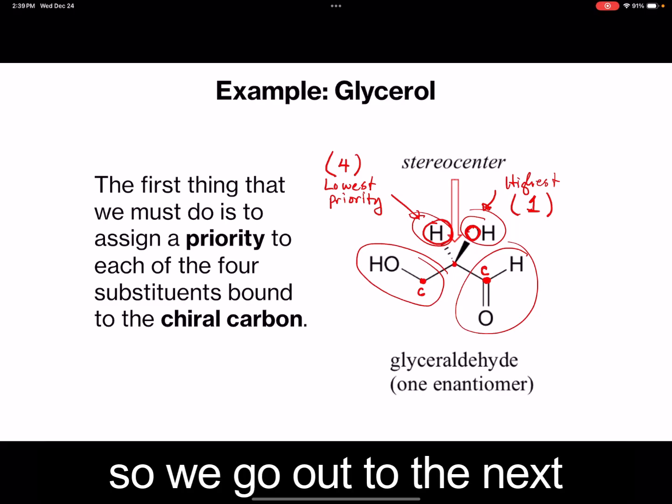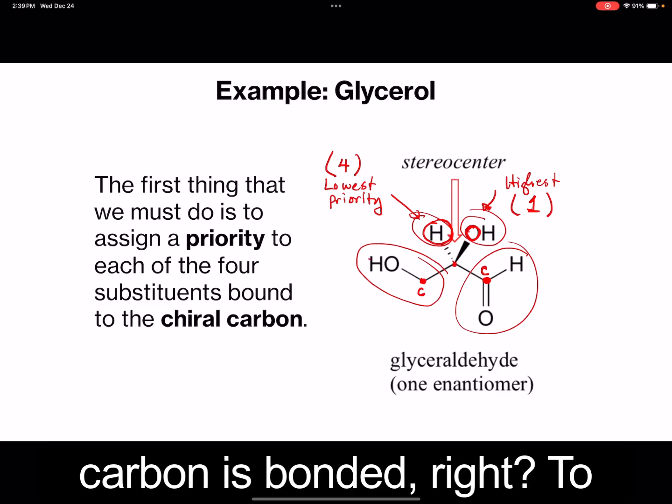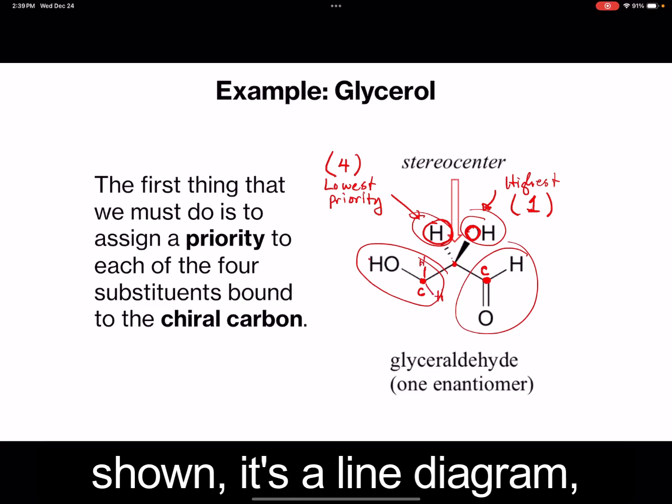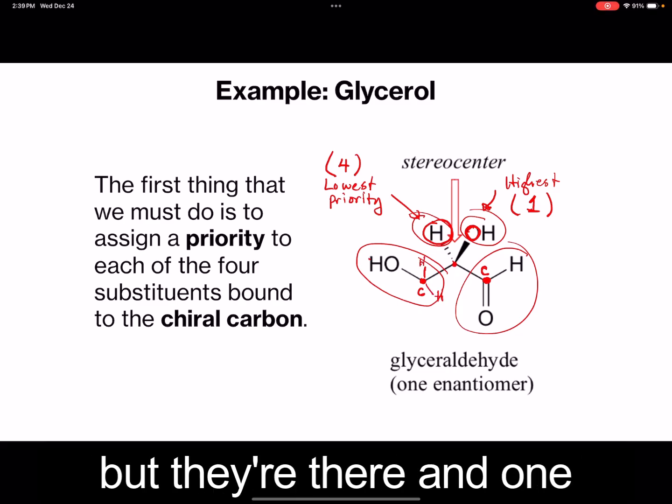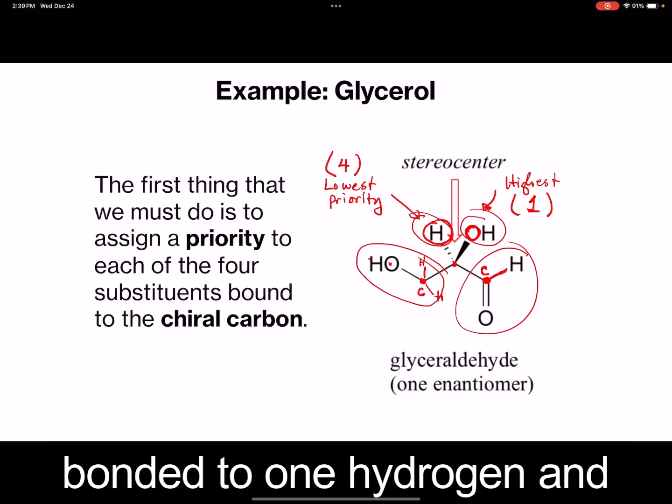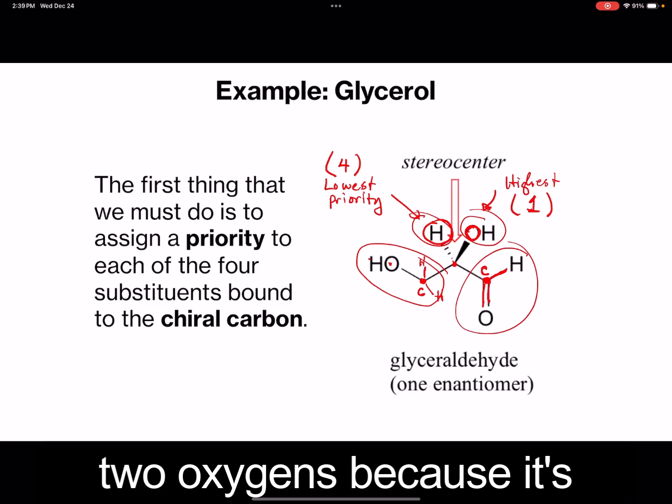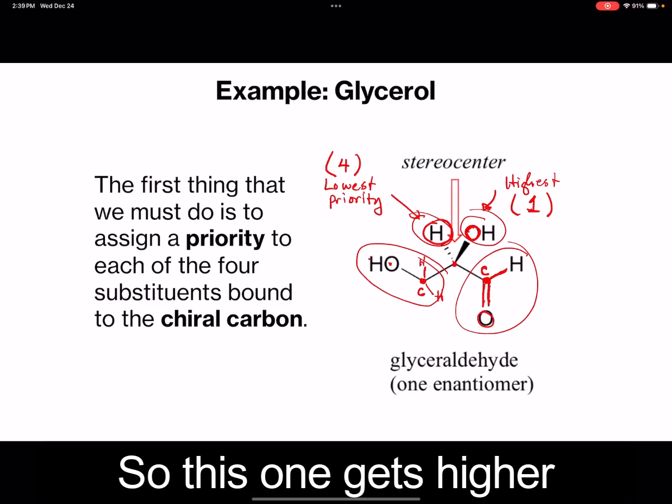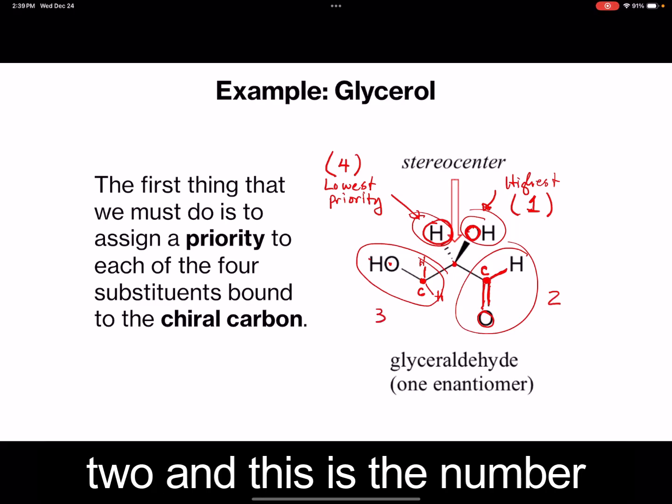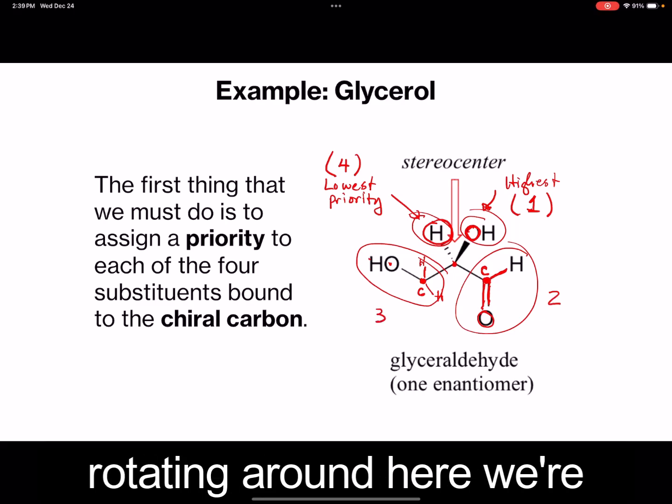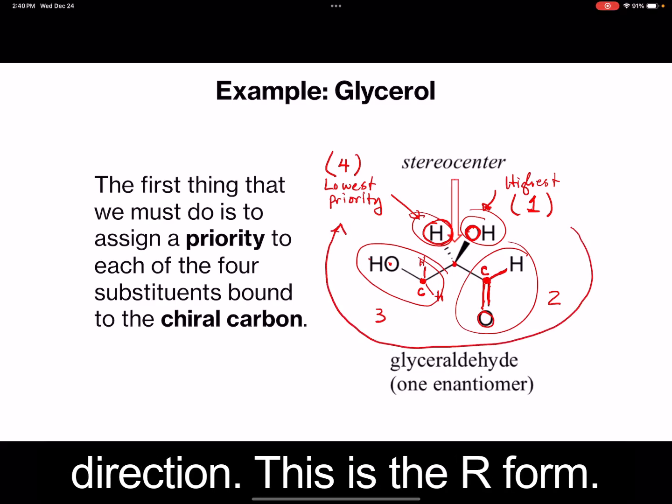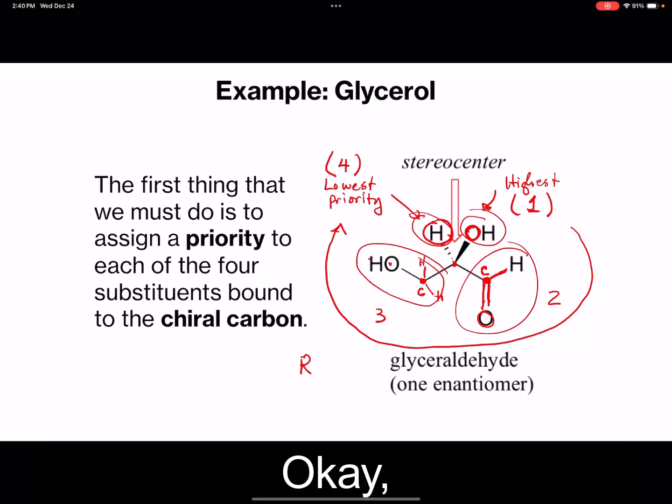Well, we go out to the next layer, and we can see this carbon is bonded to 2 hydrogens. They're not shown, it's a line diagram, but they're there, and 1 oxygen. This carbon is bonded to 1 hydrogen and 2 oxygens because it's double bonded to this one. So this one gets higher priority as the number 2, and this is the number 3. So when we're rotating around here, we're rotating in the clockwise direction. This is the R form.